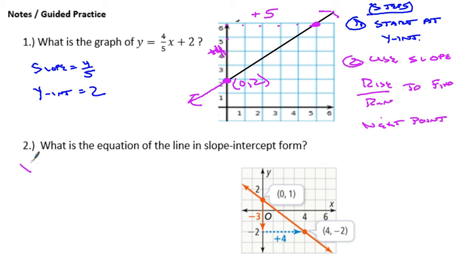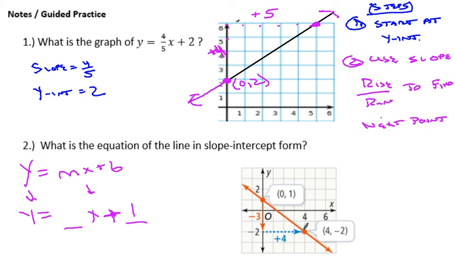So I know my equation has to be y equals mx plus b. So I know it's going to be y, and I know this x is just here. I've got to figure out what my slope is and what my y-intercept is. My y-intercept is wherever it crosses the y-axis, which is at 1. So that's just plus 1. Now I've got to figure out what my slope is.